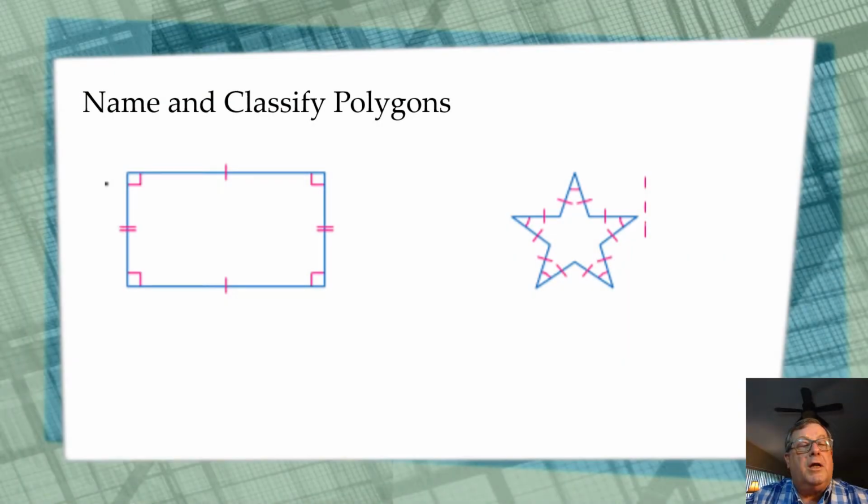We're going to begin our journey into two-dimensional figures by naming and classifying polygons. Now, what we mean by naming is simply identifying the number of sides in a polygon. And when it comes to classification, we've got two things we're going to consider. One, is it convex or concave?